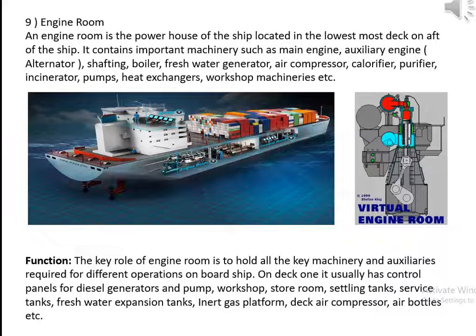Function. The key role of the engine room is to hold all the key machinery and auxiliaries required for different operations on board ship. On deck 1 it usually has control panels for diesel generators and pump, workshop, storeroom, settling tanks, service tanks, freshwater expansion tanks, inert gas platform, deck air compressor, air bottles, etc.